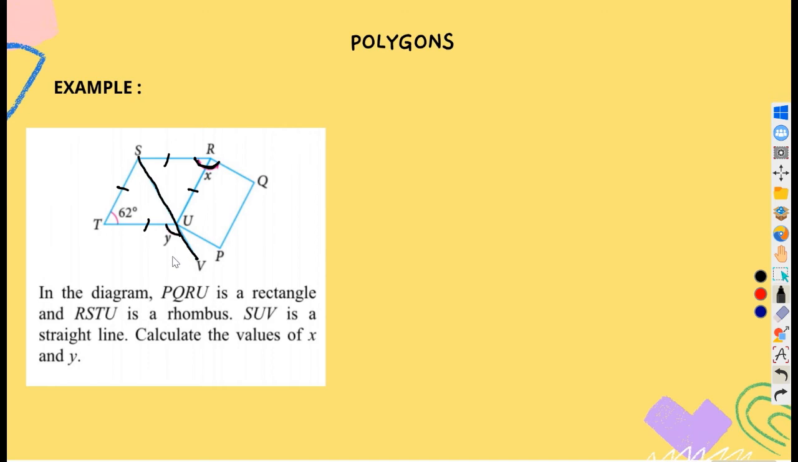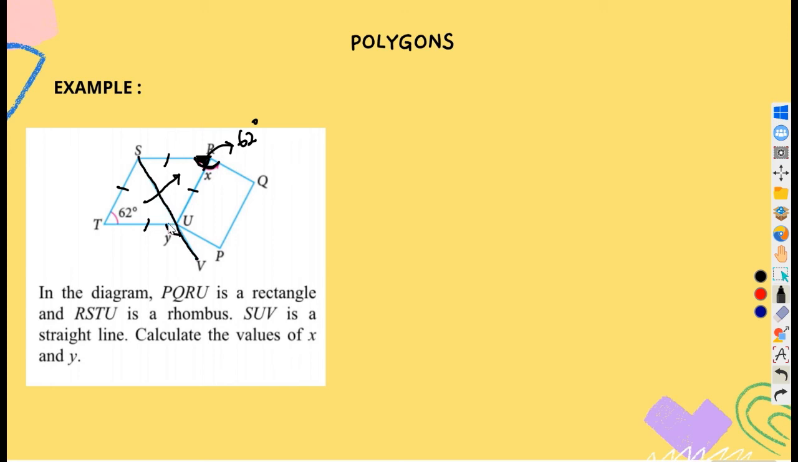So you must remember the third one. The angles inside a parallelogram or rhombus, the opposite angles are equal. So T here is actually equal to the angle at R, which is the small one here. We know that this one is already 62 degrees. But we will need to find X. X is all together with the angle inside the rectangle. So this one is actually the same, 62.